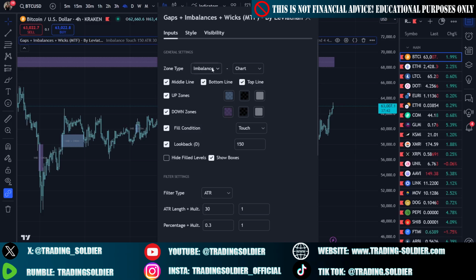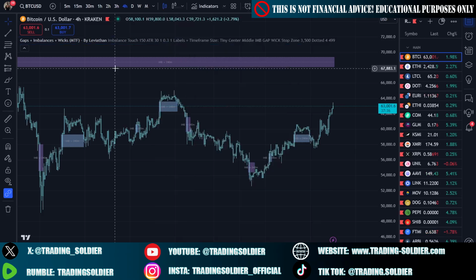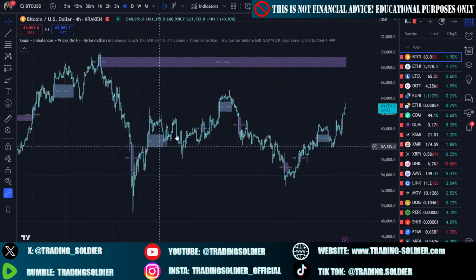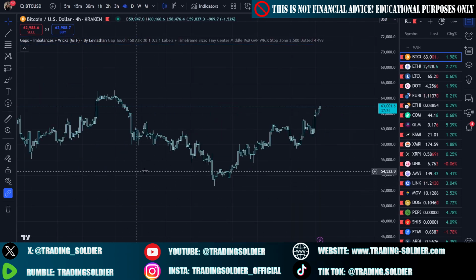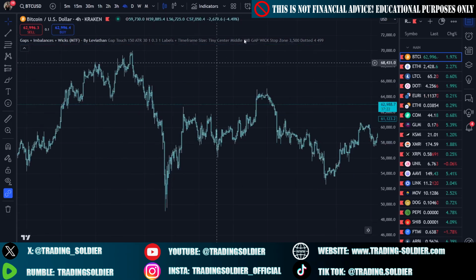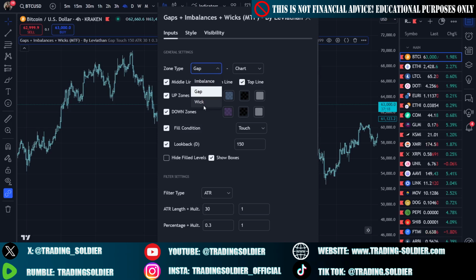Here we have three different types of zones that the indicator will highlight on the chart. We have the imbalances, that are these ones. Then we have the gaps, and the wicks. I don't know why the gaps functionality is not working for me today. But the wicks highlight the wicks of the price.